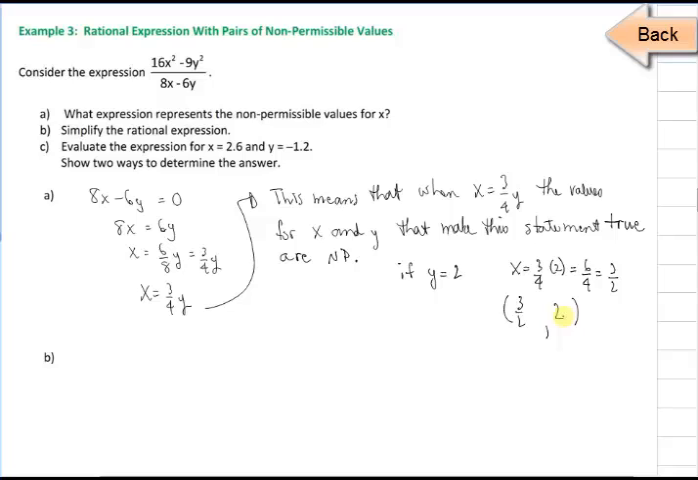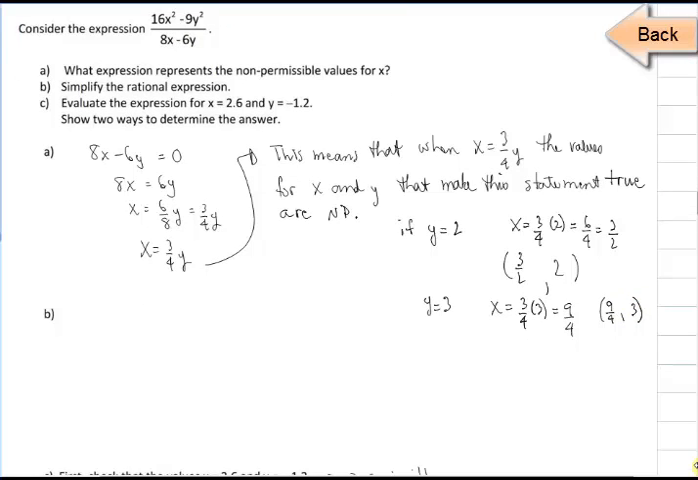Okay, and I can pick any value for y. Let's say y equals 3. Then I would say that x is equal to 3 over 4 times 3, which is 9 over 4. And so I would have another ordered pair, which would be 9 over 4 and 3.